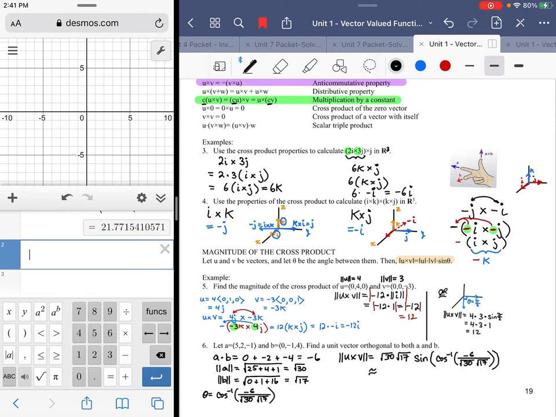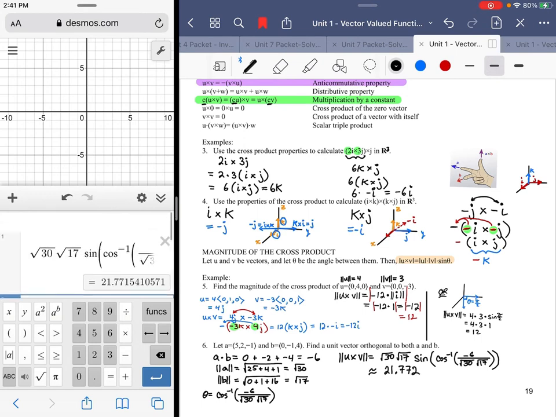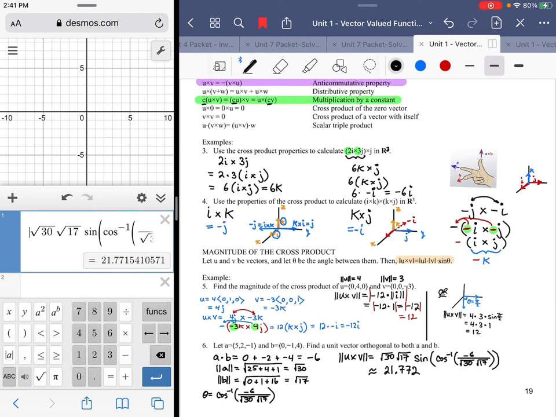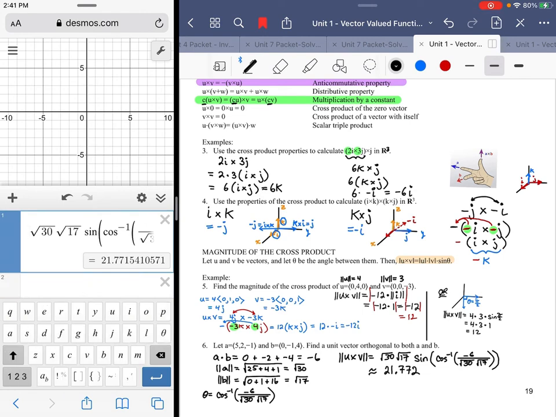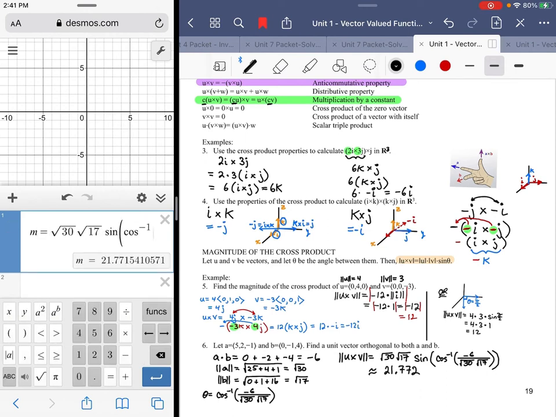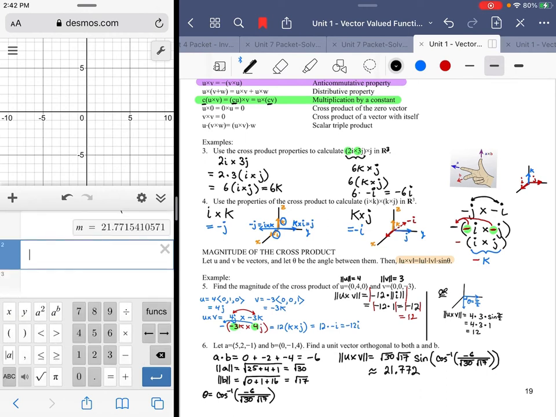But we get our magnitude of this, about 21.772. All right. So, and if you want, you can just save this as something. Let it be M for magnitude, I guess. M equals. So now if I want to use M later on, I can. All right. So what I need to do is take the cross product of those two original vectors, and then multiply by 1 over this quantity.